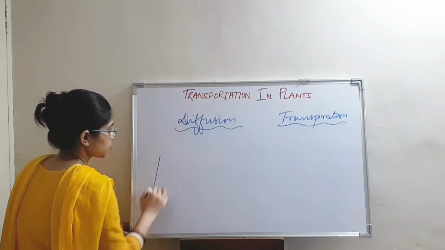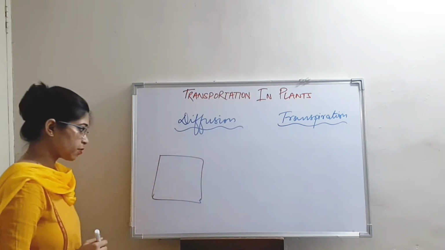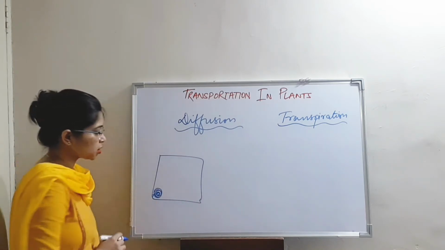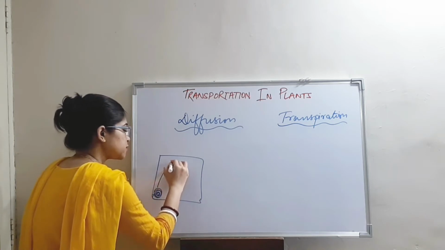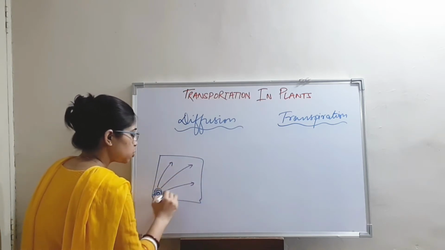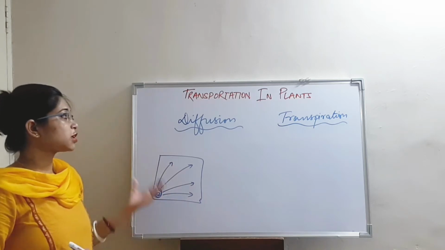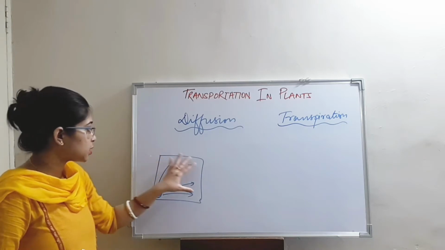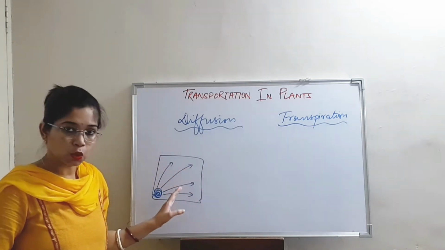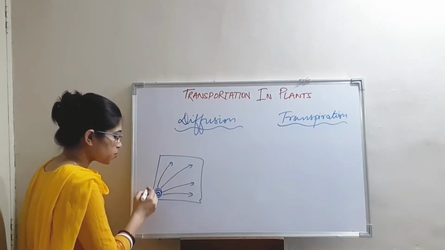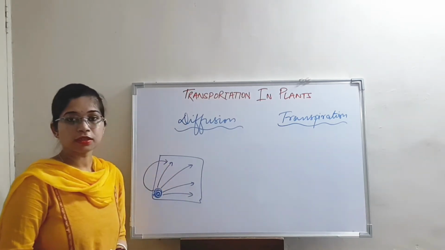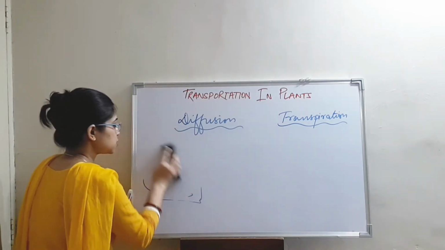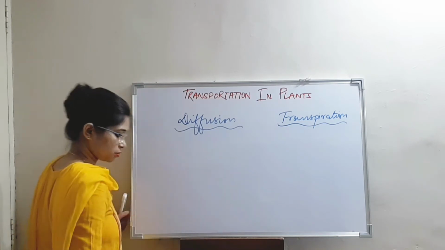Now what is diffusion? We will see this with the help of an example. For example, this is a room. You spray a small amount of perfume at this corner. After some time you will notice that the fragrance of the perfume spreads in the whole room. Why? Because the particles of the perfume have higher concentration at this corner and in this area the concentration is very low. So the particles of the perfume spread from high concentration to low concentration, and this process is known as diffusion.